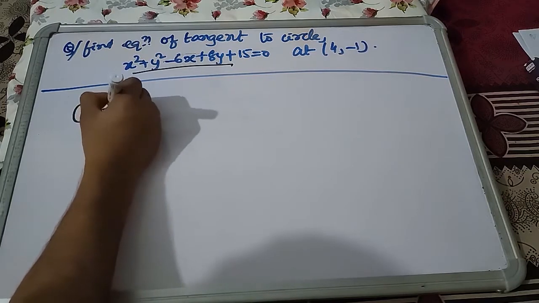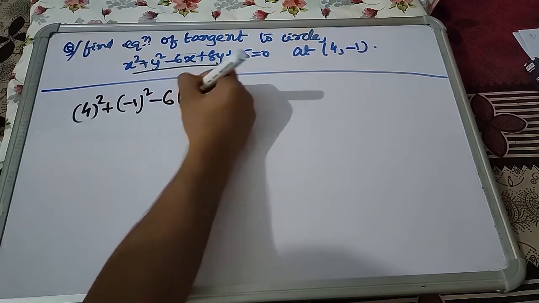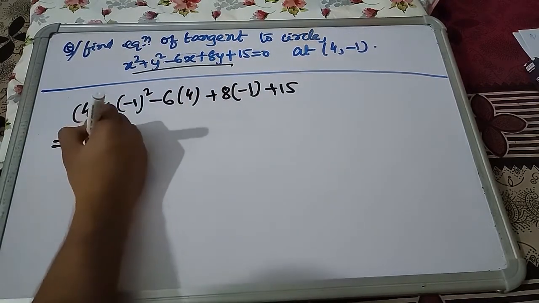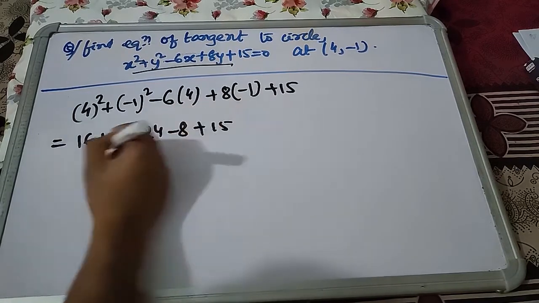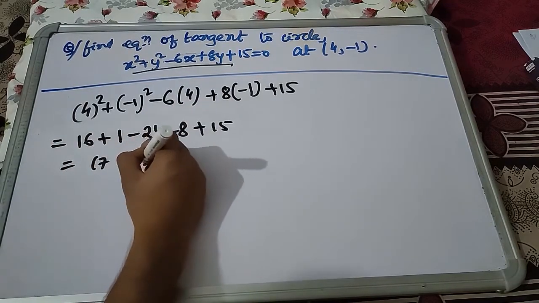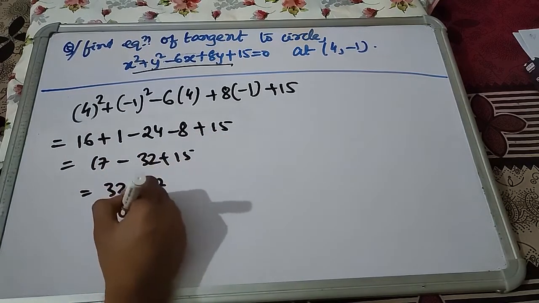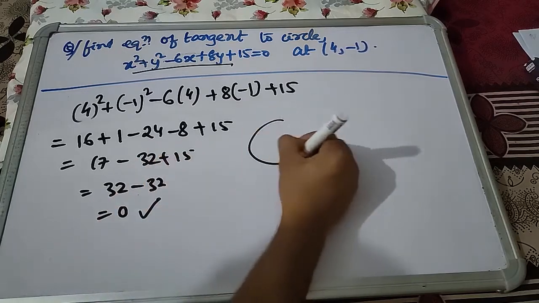4 square plus minus 1 square minus 6 into 4 plus 8 into minus 1 plus 15. 16 plus 1 minus 24 minus 8 plus 15. 17 minus 32 plus 15. 32 minus 32 equals 0. So we see that this point actually lies on the circle.